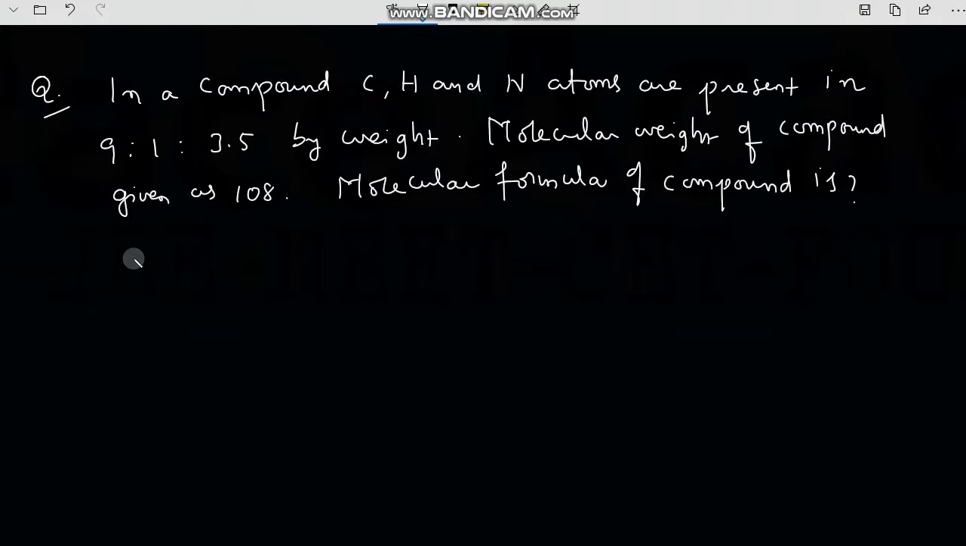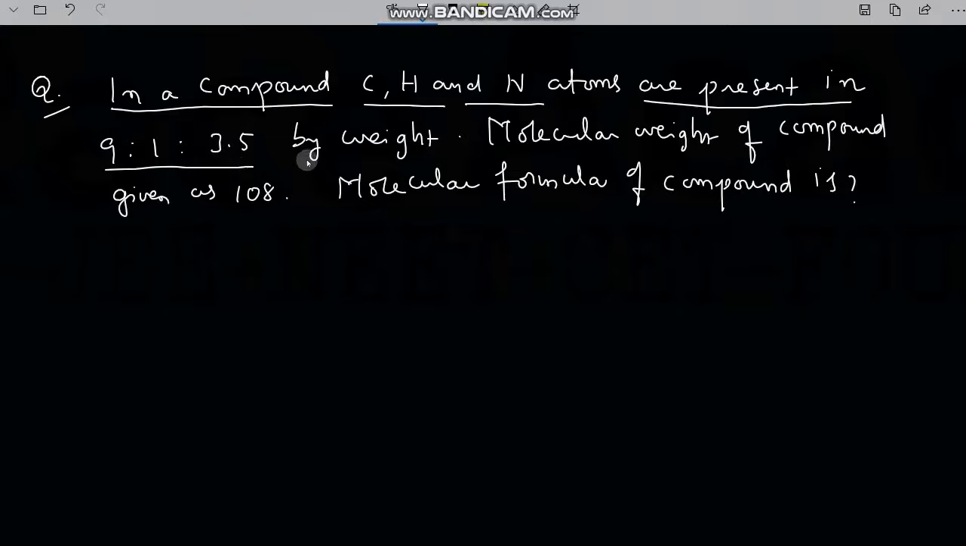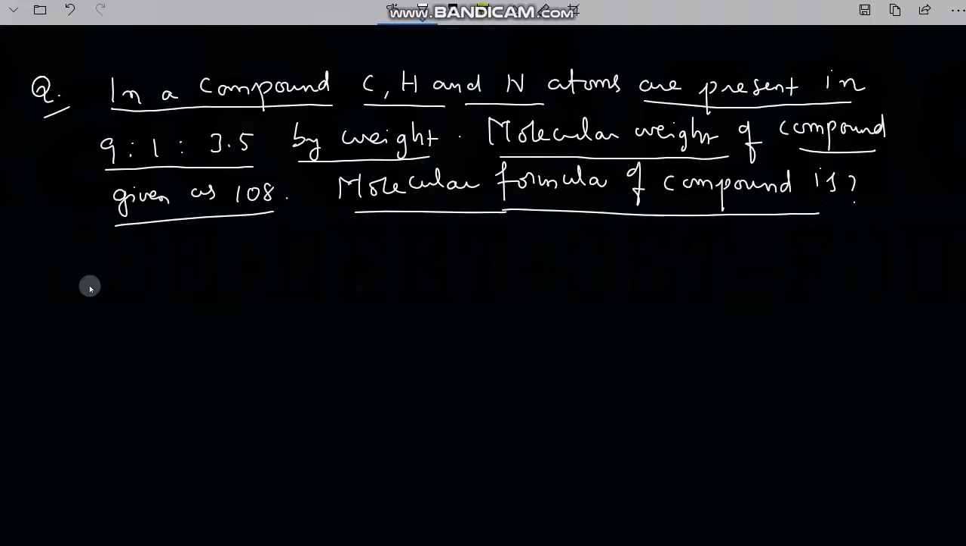Now see this next question. In a compound, carbon, hydrogen and nitrogen atoms are present in 9 is to 1 is to 3.5 by weight. So their masses we can assume like that. The molecular weight of the compound is given as 108. Then what is the molecular formula of the compound? Let us see.